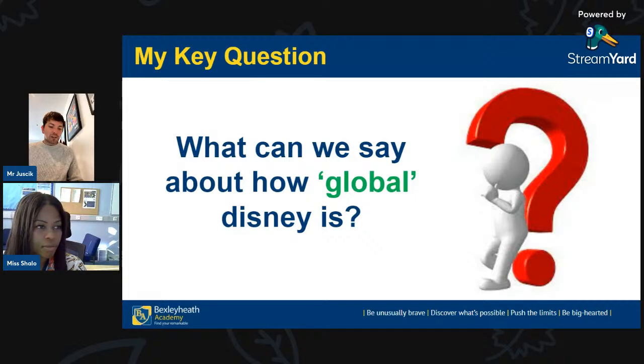And Michael as well, just very last one, I'll say, we can say that Disney is very global because all of these films are set from all around the world in different countries across the globe, showing different stories. Amazing stuff. So really, that comes to the end of my little bit.